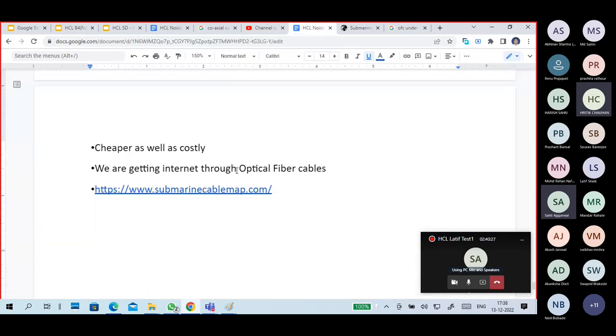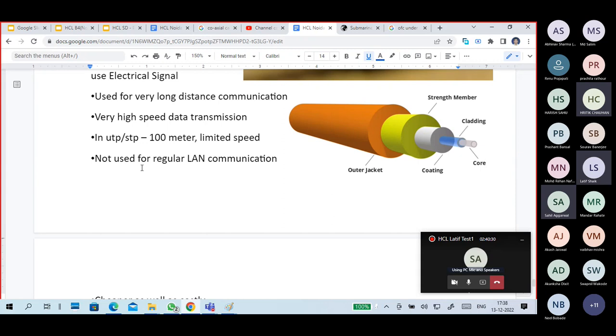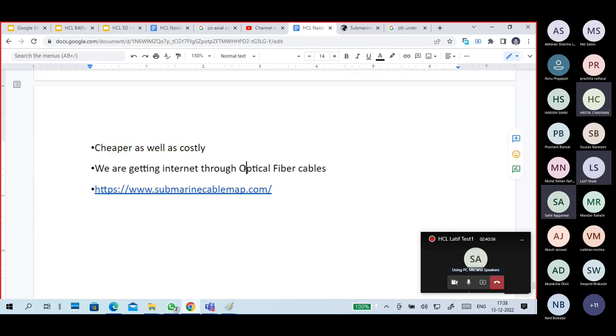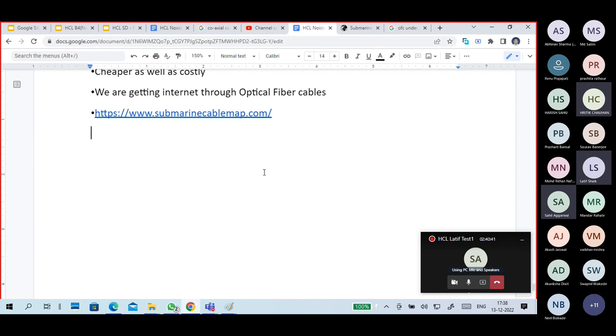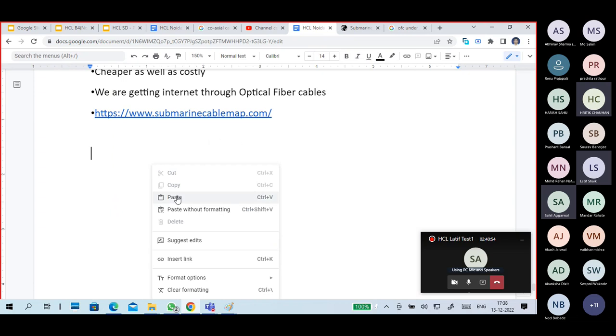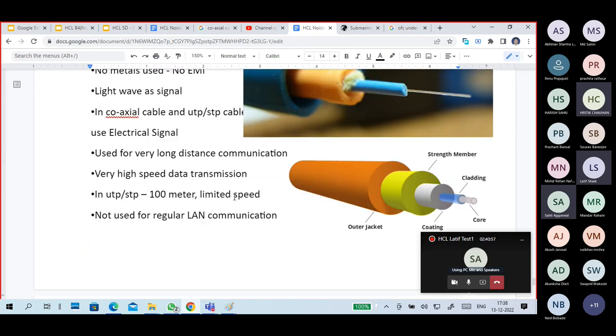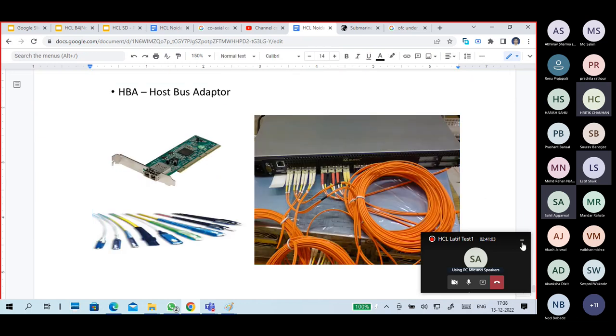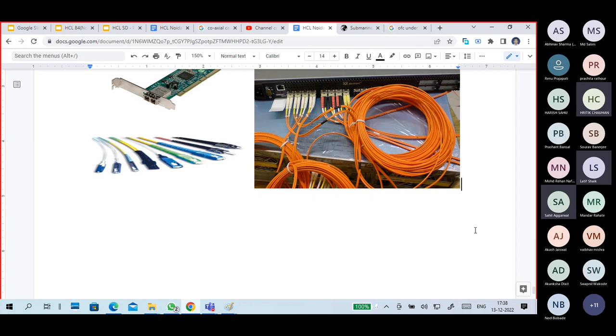Guys, why is it costly rather than cheaper, and why are we not using it for LAN communication? We are using fiber optical cable in small networks also, but in server rooms, storage services, and the core network side, we use fiber optical cables. You know why? Because of this. Generally people will ask, why can't you use fiber optical cable instead of LAN cable? Because on our LAN cable, we don't get more speed. Fiber optical cable gives you better speed.